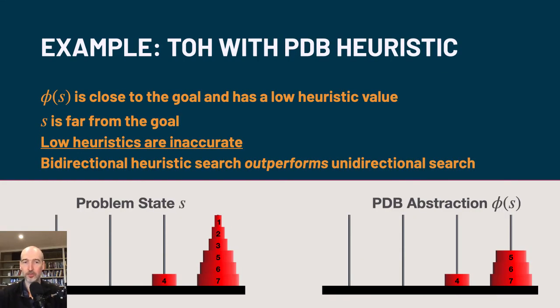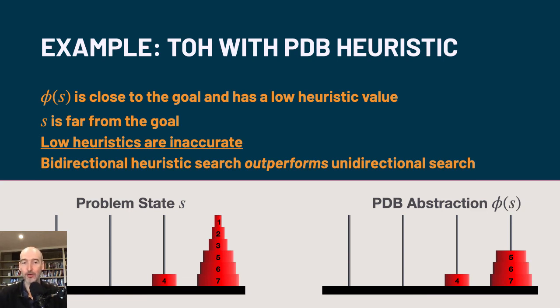Let's look at another domain. We're going to look at two more examples. So let's look at Towers of Hanoi with a pattern database heuristic. Here we're going to have two heuristics, one that has disks 4 to 7, and one that has disks 1 to 3. And we apply the abstraction that looks at disks 4 to 7. We see here on the right-hand side that it looks like it's only going to take one move to get this state to the goal state.